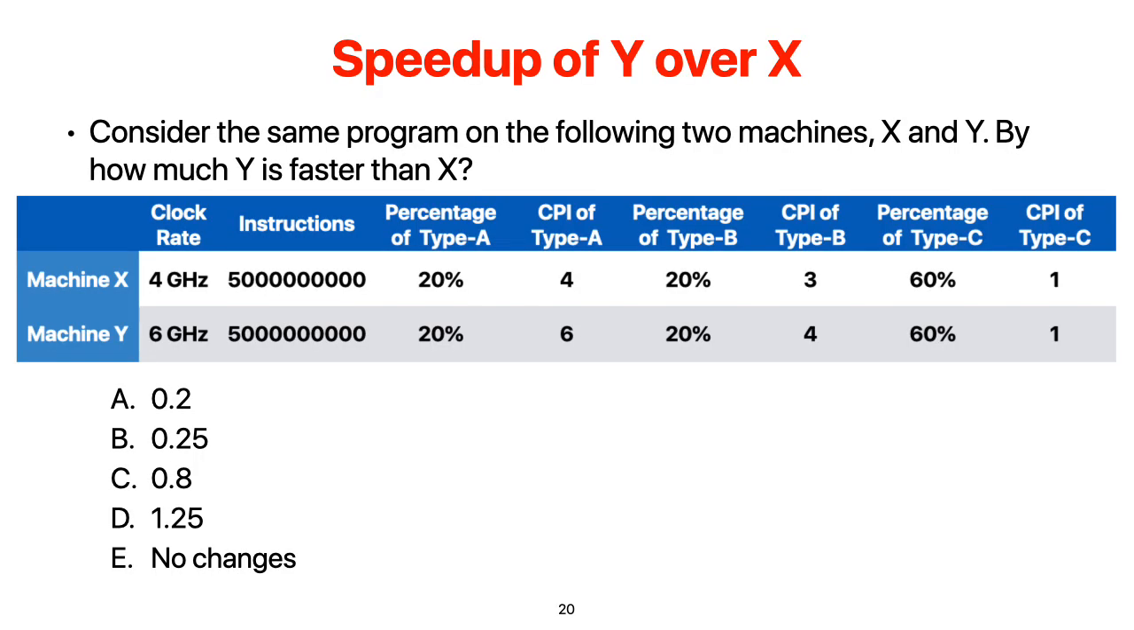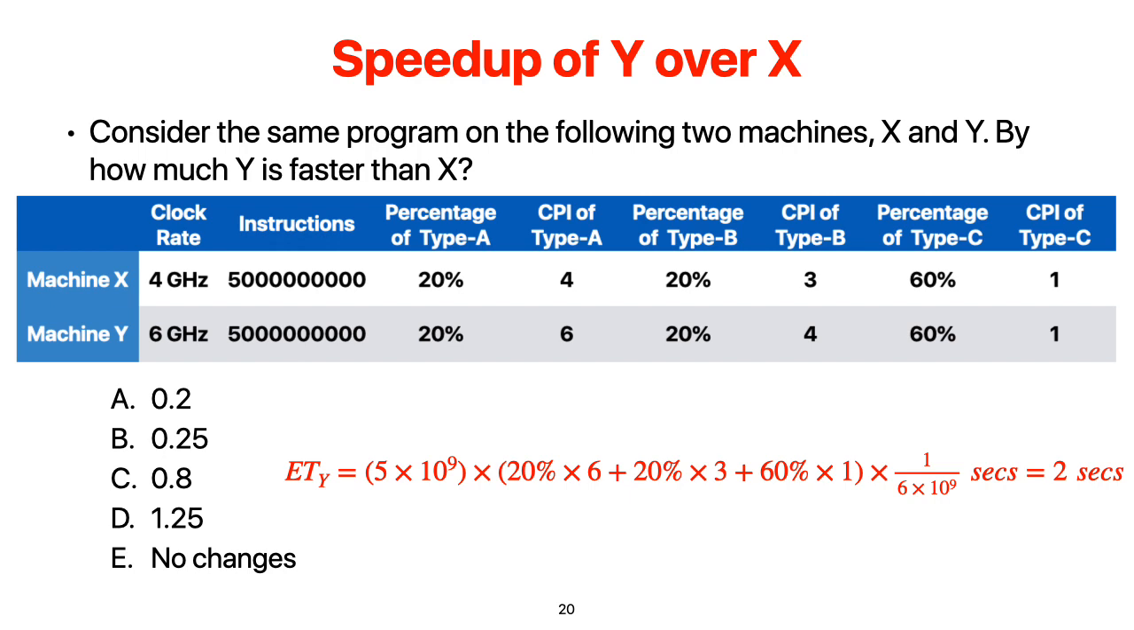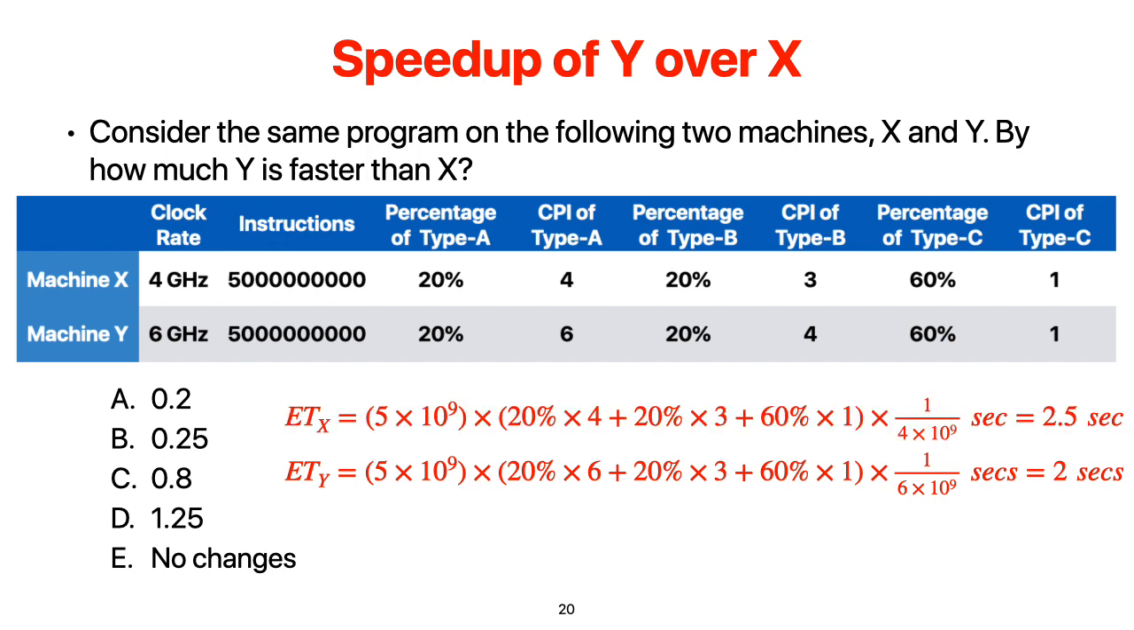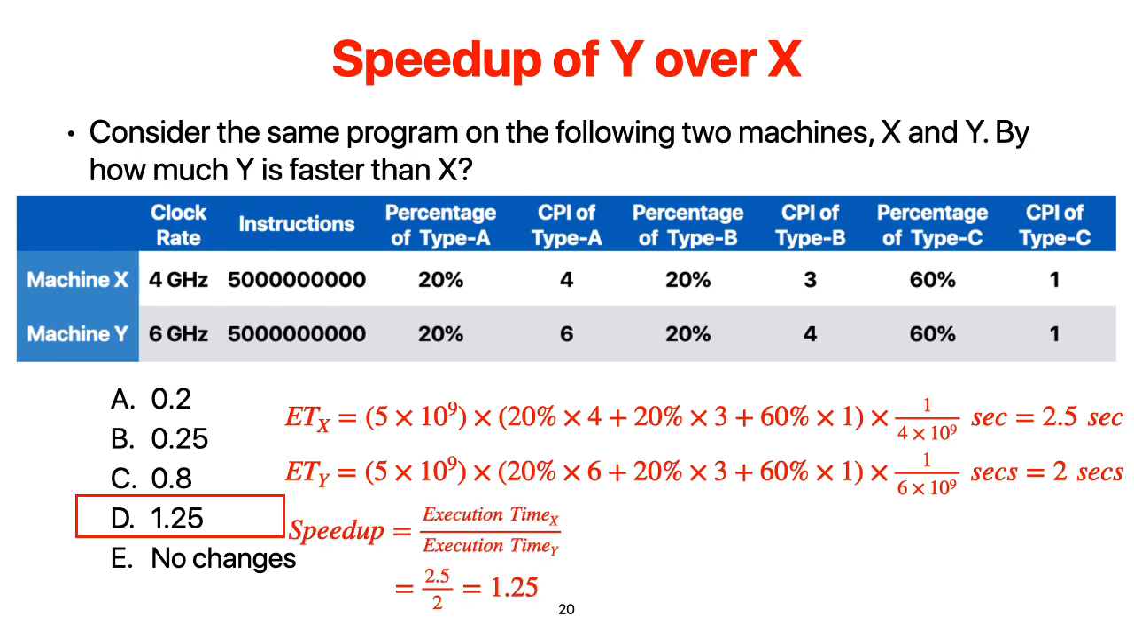So if you use that definition, and if you consider a machine Y over the performance of machine X, you have to get the execution time of machine Y as well as the execution time of machine X, and divide the execution time of machine X by execution time of machine Y. And then you will derive the answer 1.25 as the speed up in this example.